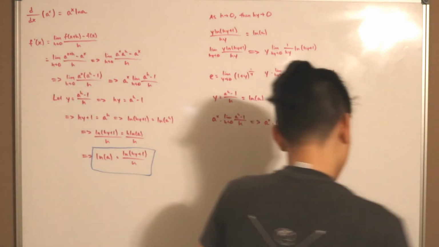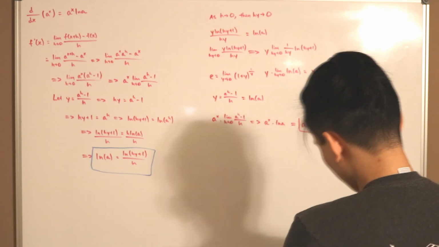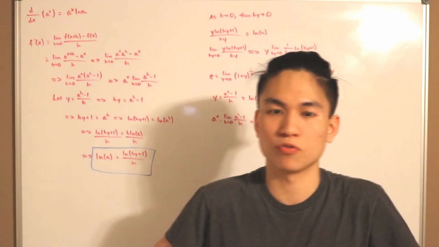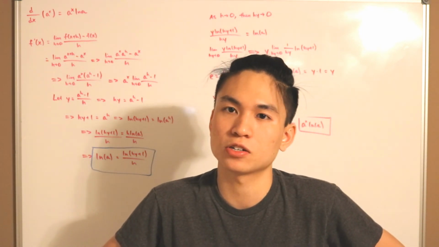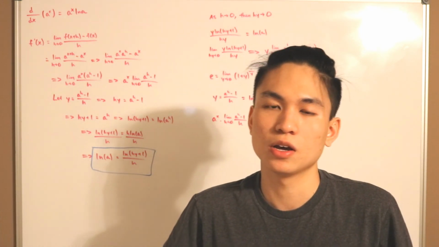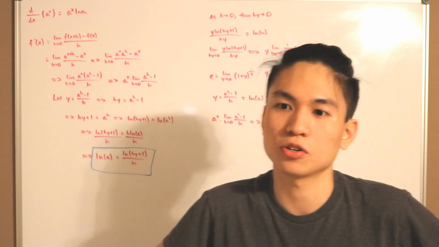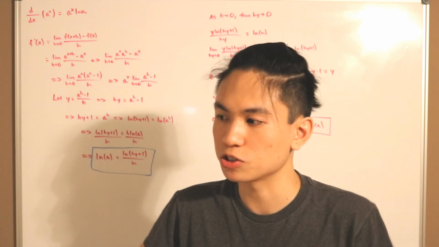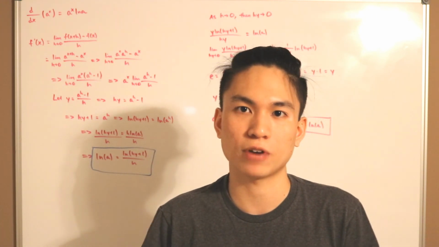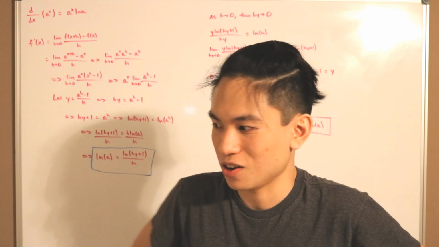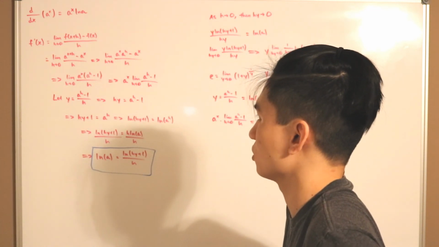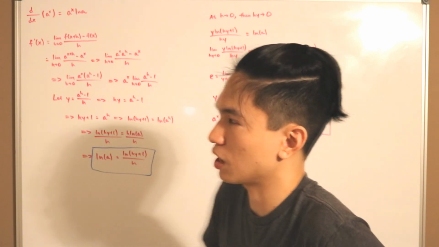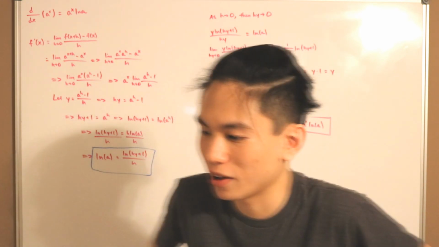Looks like I'm done. In my next video, I'd like to try proving the derivatives by definition of all six trig functions: sine, cosine, tangent, cotangent, secant, and cosecant. So be on the lookout for that. Hopefully it'll come out soon.